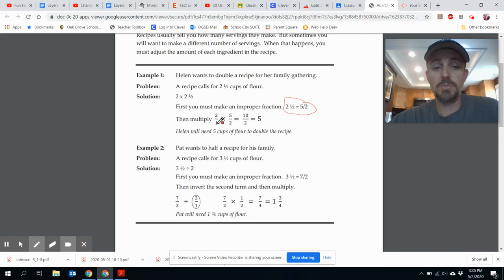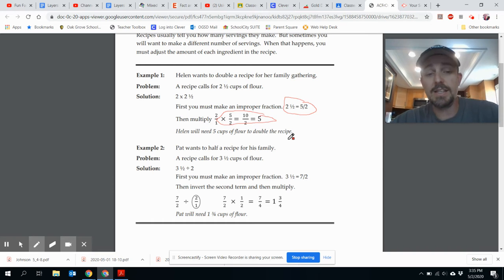Next, you actually multiply it. So you take your 2, make it 2/1 times 5/2, and you get 10/2. And of course, 10 divided by 2 is 5, right? So that's how many cups of flour Helen is going to need to double that recipe.